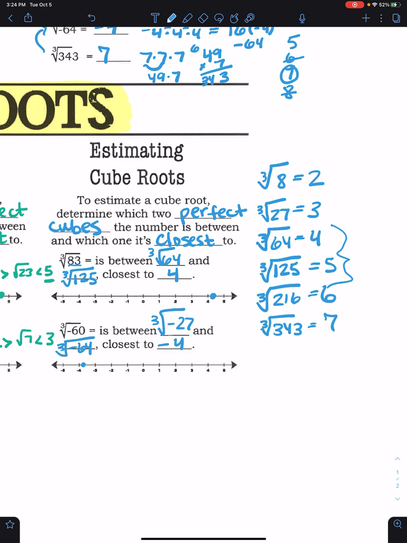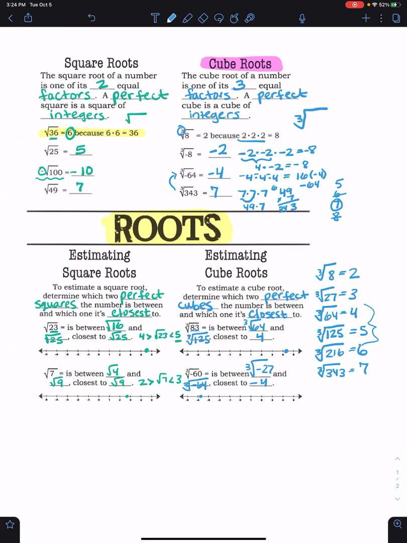All right, so that gives you a good intro to both square roots and cube roots and estimating them.